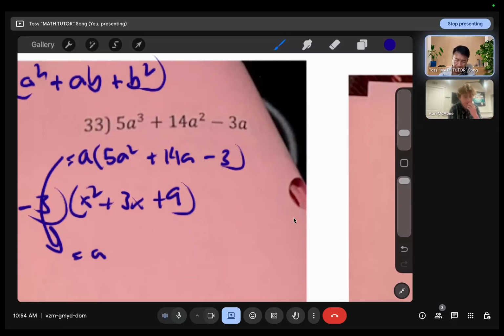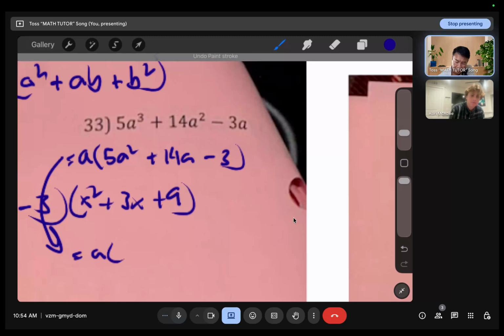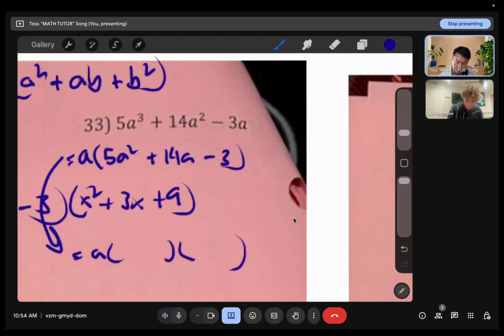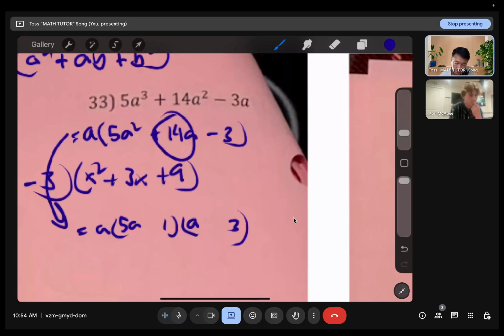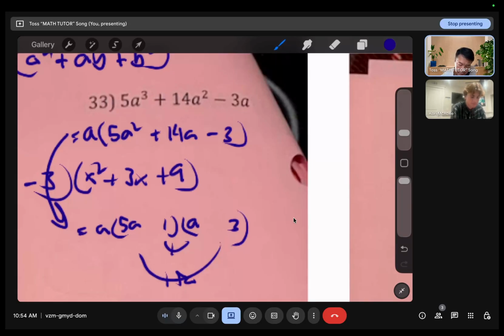And then factor the trinomial here by guess and check, trial and error. Again, 5a and a will give you the first and the last. It's only 3 and 1. Don't worry about the sign. If I do 3 here and 1 here, the outer will give me 15, the inner will give me 1. If I subtract, I'll get 14. You see that? So the outer 15a, inner is 1a. If I subtract, I'll get my 14.